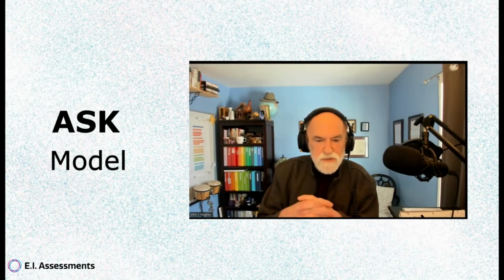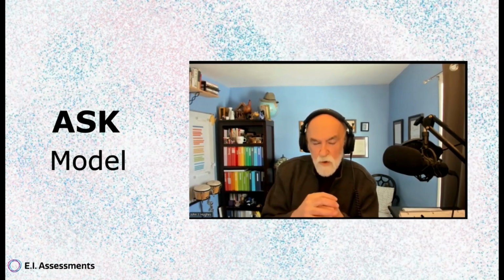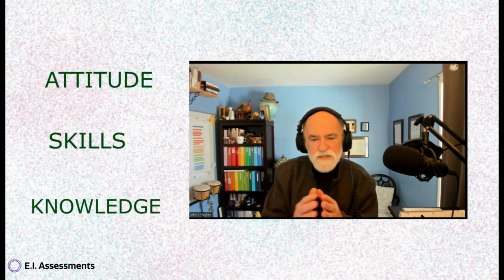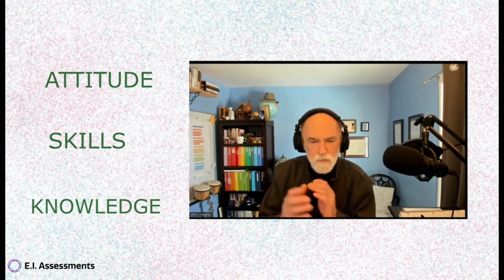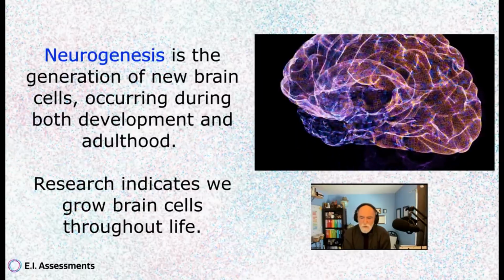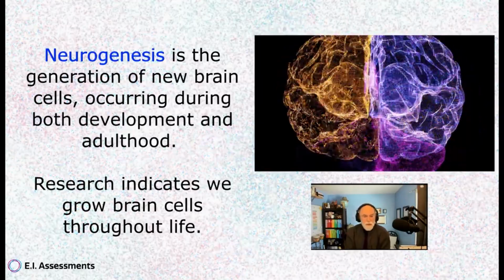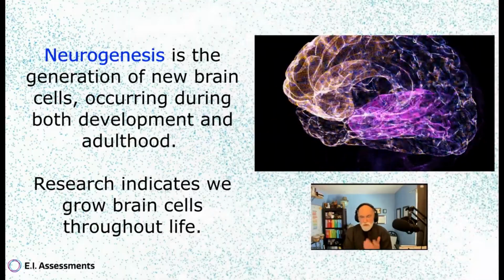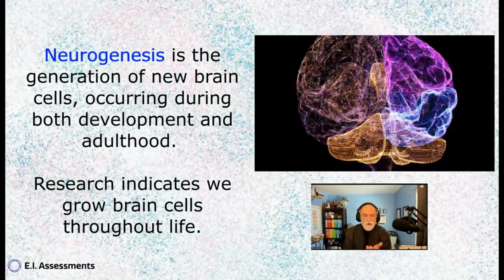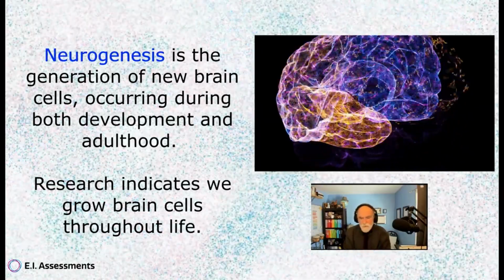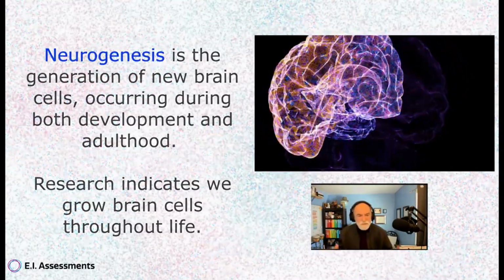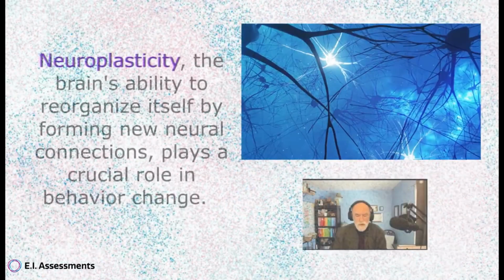So, by assessing your skills with the ASK model, you may identify some areas where you want to change or increase or maintain. And anytime you want to change one of these areas, it involves neurogenesis and neuroplasticity. Neurogenesis is the process by which new neurons or brain cells are generated. It was once thought that the generation of new brain cells only occurred during early development, throughout your early childhood. And it's since been proven that no, research indicates that we grow our brain cells throughout our life. They're constantly regenerating.